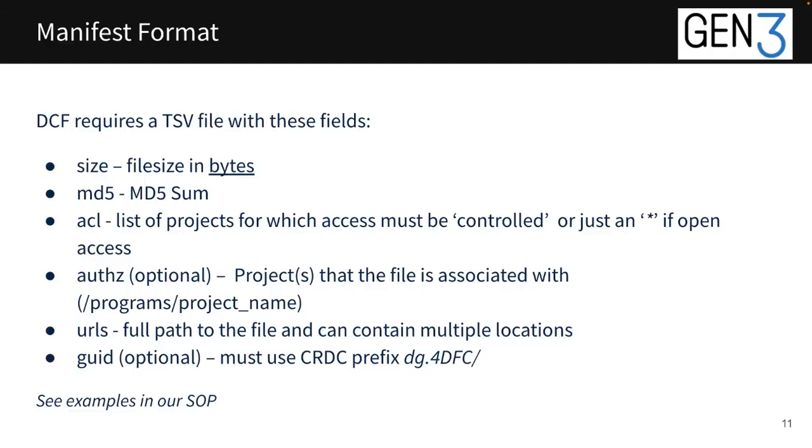URLs, the full path to the file. This field can contain multiple locations, as will be described elsewhere. And optionally, a GUID. It's important to know that if you supply your own GUIDs, you must use the CRDC prefix, which is DG.4DFC/, with uppercase D, uppercase F, uppercase C.